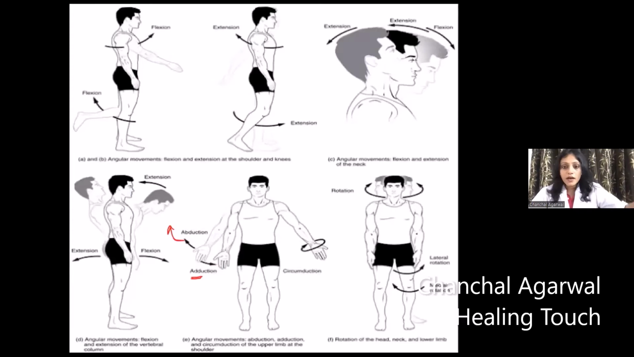Circumduction is rotating the arm all around. And if you're rotating the leg outward, we call it lateral rotation. And if you rotate it towards the center line, then we call it medial rotation. Now, why are these terms important? Because for all these terminologies, joints are very important. Joints play a very important role if the body is moving in a certain direction.